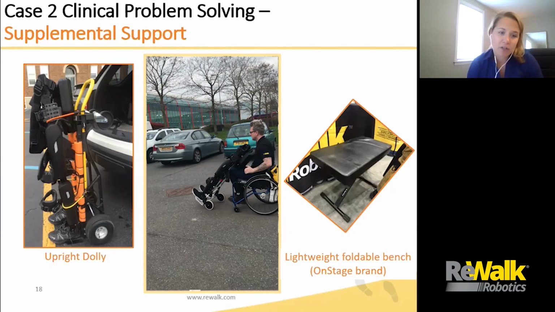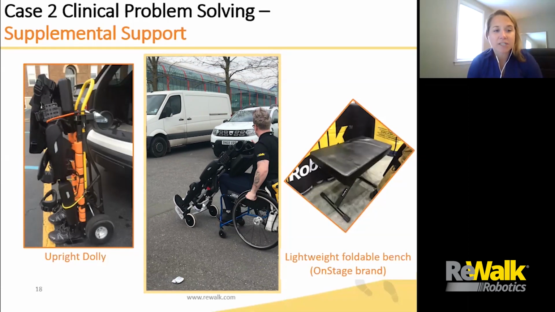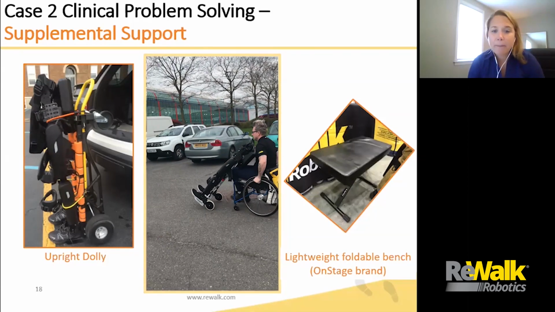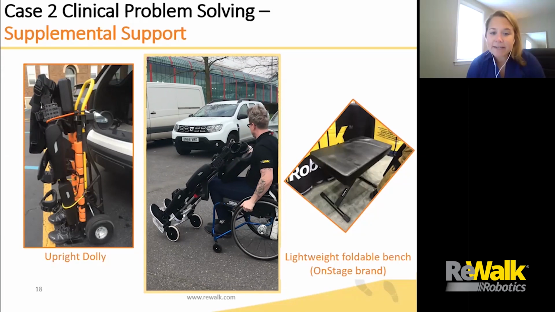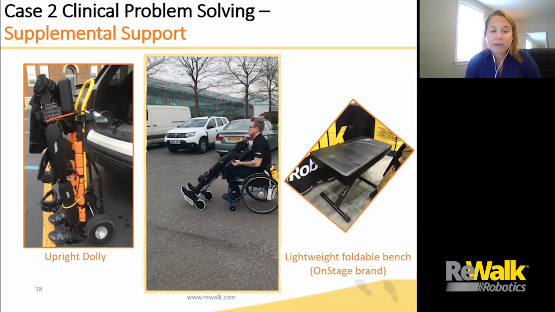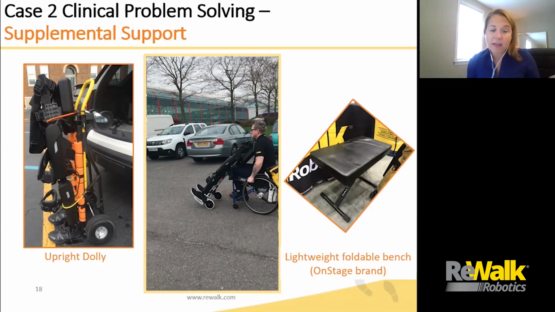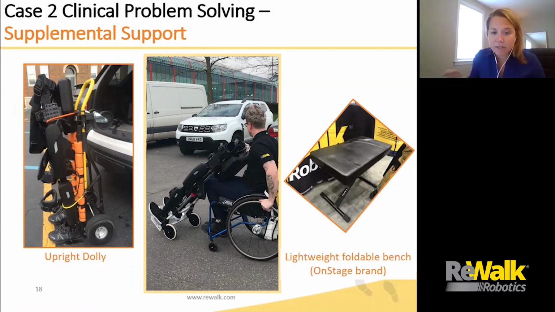You just secure it with a bungee. Patients can do that themselves. Generally, just use the watch to stand the device up and strap it right on. And then the picture on the right is of a lightweight foldable bench. So for safety and portability, wherever you need to go, you should have these two items, and that will help you transport and then use the device wherever you want to do so.